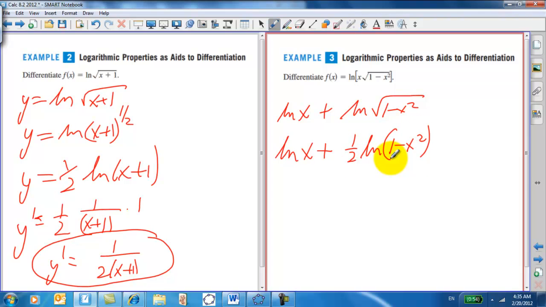And then you've got to know when to stop with your log rules. You can't take the log rules any further. There's no log of a difference. Still, this makes for a much easier derivative.